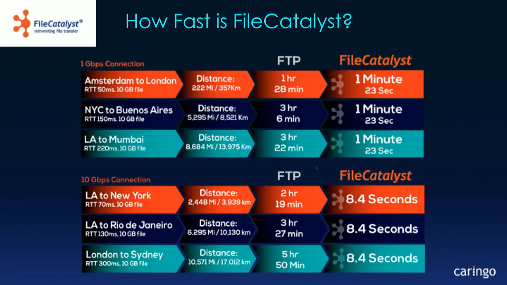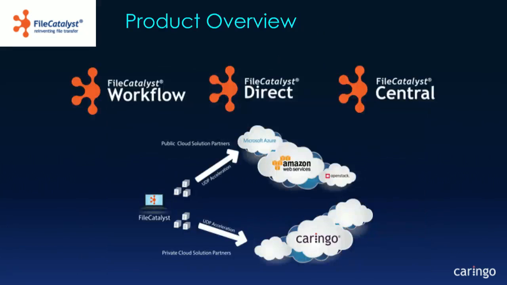Yeah, cool. So now let's talk about the FileCatalyst products. We have a number of products that we offer under the FileCatalyst umbrella: FileCatalyst Workflow, FileCatalyst Direct, FileCatalyst Central, and since we're a software application, we can exist on the cloud. We also have native integration to various public object stores, as well as Caringo, since Caringo is an on-premise object storage platform. I'll talk about the benefits of using on-premise versus the cloud in a few slides.